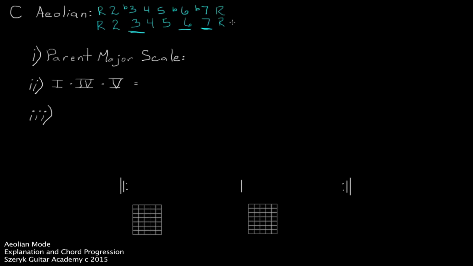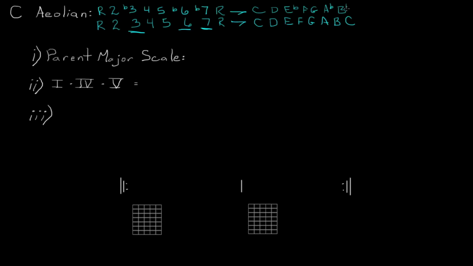Okay, so one of the questions that comes up is, where does the formula for the mode come from? Where does the flat 3, the flat 6, and the flat 7 come from? So I'll try to explain that here. If we take the notes in, let's say, C Ionian, we get C, D, E, F, G, A, B, and C. The notes in C Aeolian are C, D, E flat, F, G, A flat, B flat, and C.